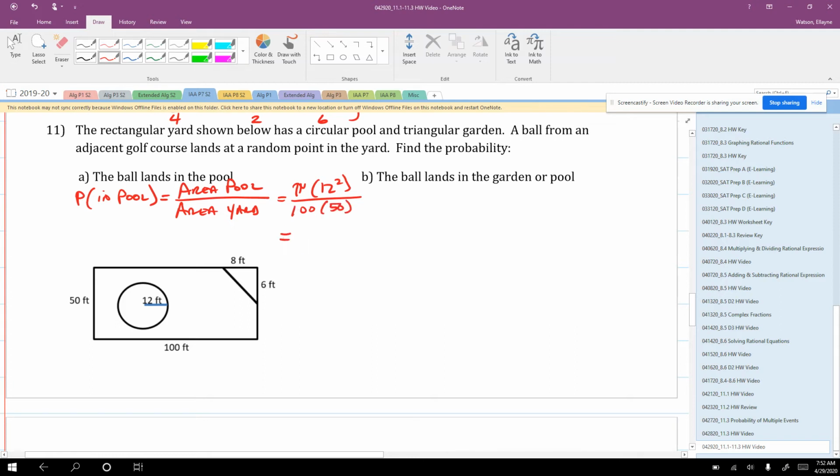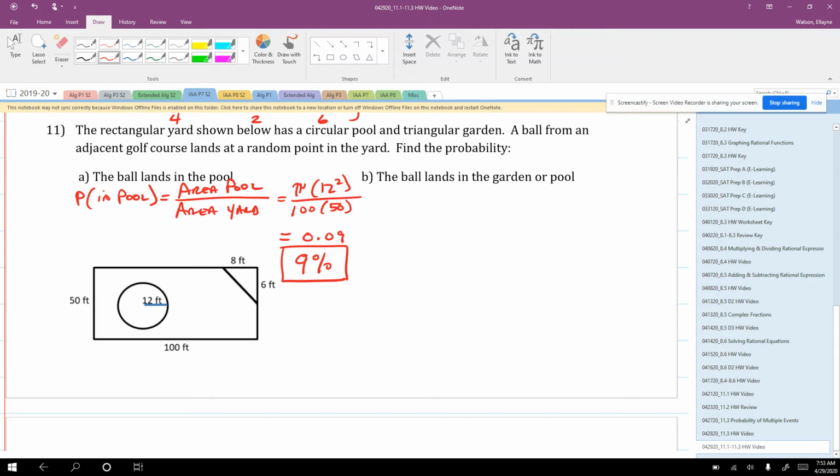And if you work that out, it's 144 pi divided by 100 times 50. And you get 0.09, which as a percentage is about 9%. Okay, so remember, guys, geometric probability is just the area of where you want it to be over the area of the entire thing. All right, so let's do the next one.